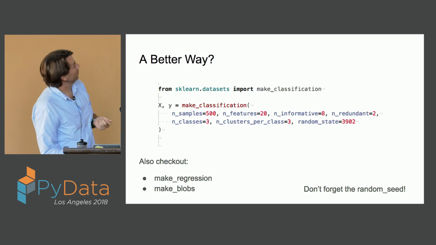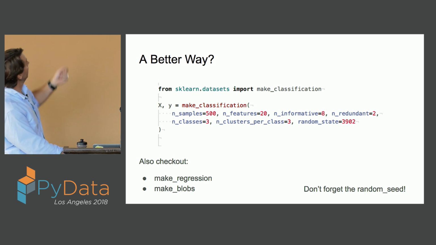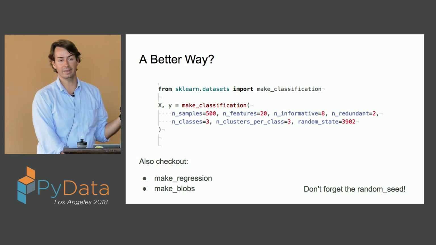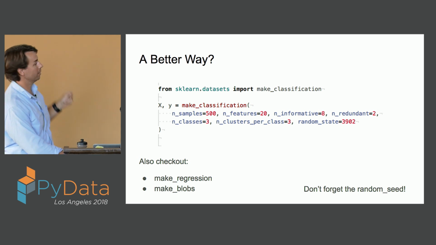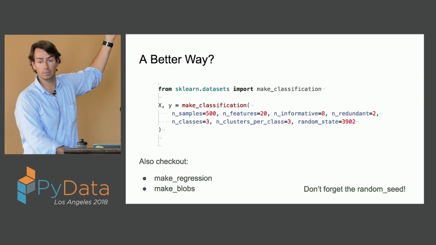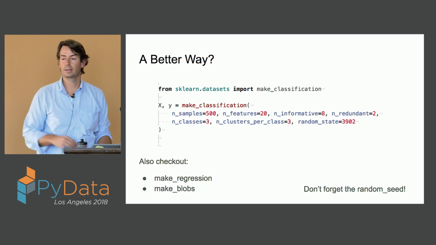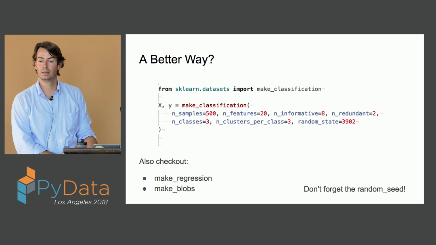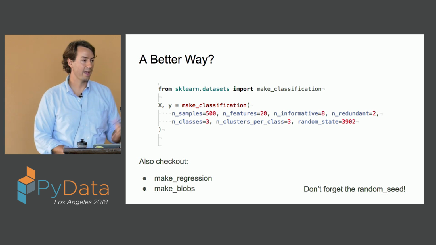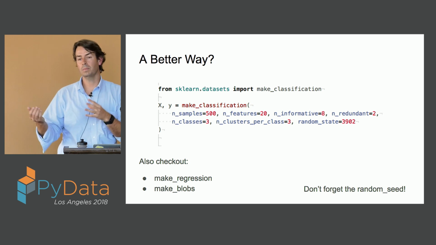Well, the scikit-learn developers encountered this problem. They have a dataset API for making a classification dataset. They also have one for making a regression dataset. Also for making blobs for clustering as well. Plug it in. Just don't forget the random seed. Can anybody tell me why? Yeah, we want our tests to be deterministic. So you write a test, they're going to behave the same way each time.